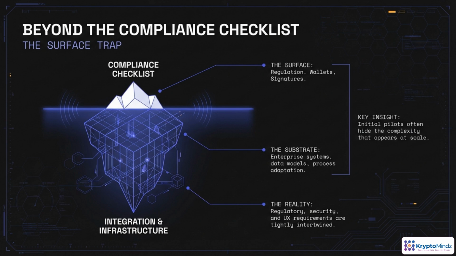When organizations first look at eIDAS 2.0, they often start with a simple compliance checklist. Do we support wallets, signatures, and the regulation text? That's just the visible tip of the iceberg. Beneath it sit your enterprise systems, data models, and processes that must adapt to new ways of identifying and signing. At the very bottom is the hard reality. Regulatory, security, and user experience requirements are tightly intertwined. Early pilots can feel easy precisely because they ignore this depth. The real challenge is designing for scale, not for a one-off demo.